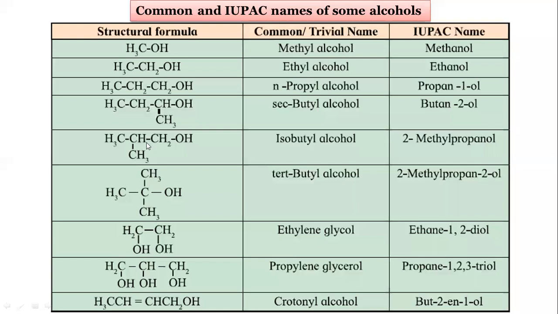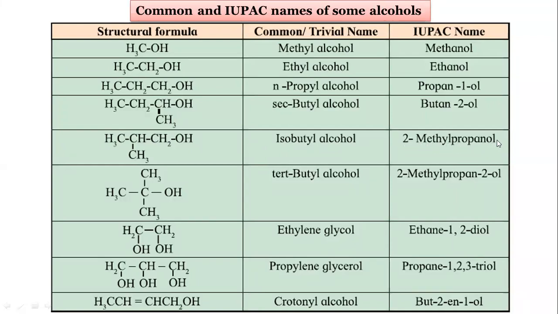Then the common name of this alcohol is isobutyl alcohol. Iso means the second carbon atom has one CH3 group. So this is the first carbon, this is the second carbon having one CH3 attached. This is called the iso group. In 11th standard, we already studied what is meant by iso and neo. Neo means there are two CH3 groups attached to the second carbon. So this is isobutyl alcohol. Butyl means 4 carbon atoms are there, 1, 2, 3, 4. That's why it is isobutyl alcohol, and the IUPAC name is 2-methyl propanol.